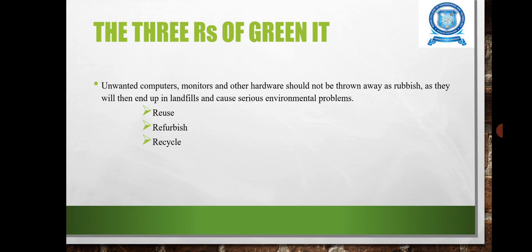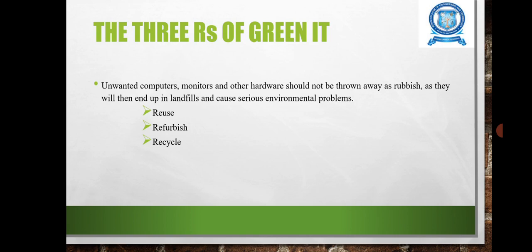That means, for example, unwanted computers, monitors, and other hardware should not be thrown away as rubbish, as they will then end up in landfills, and it also causes serious environmental problems. Instead of that, we should refurbish and reuse them or dispose of them in environmentally sound ways. For that we have the 3 Rs, that means reuse, refurbish, recycle. First we are going to see reuse.